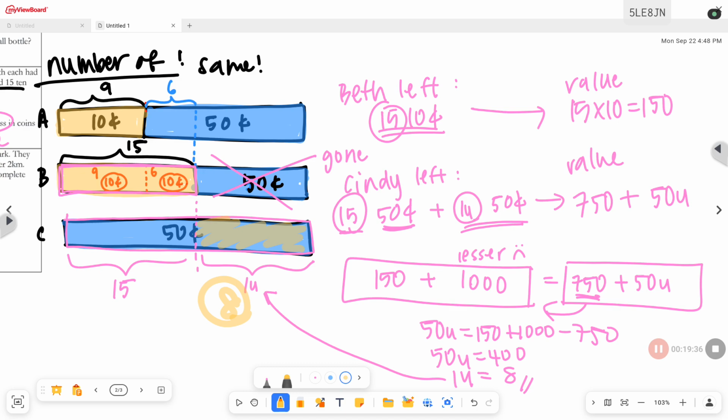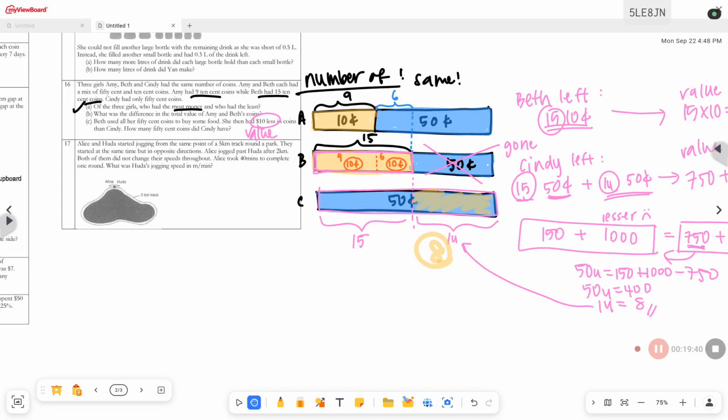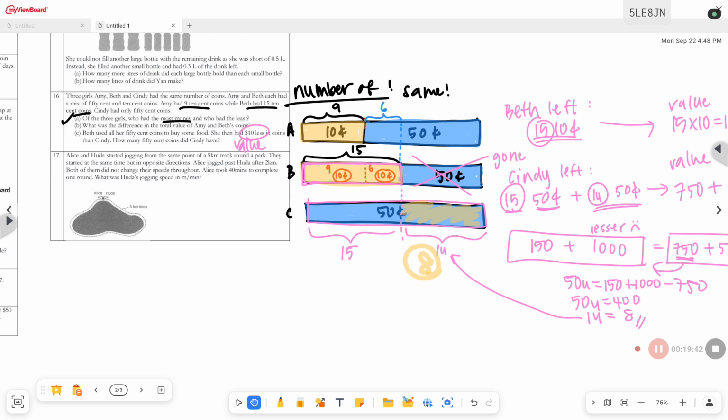Now, if you look back at the question, what did the question say? The question tells you how many, which means we need the number of coins. So how many 50-cent coins does Cindy have? I know this zone is 8, and I know that this zone is 15. So 15 plus 8 will give you an answer of 23. Okay, so if you get the answer of 23, congratulations, very good. That means that you really truly understand this concept.